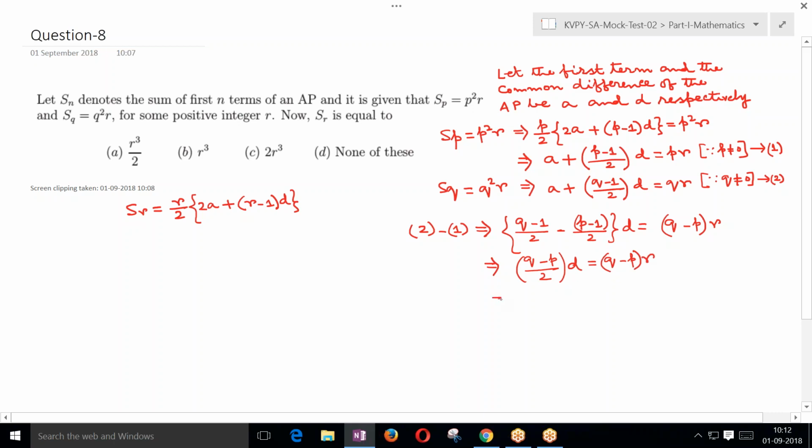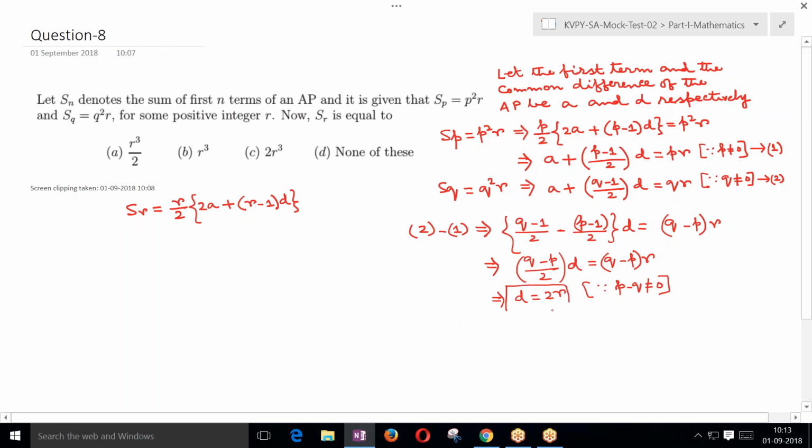And from there you will find the value of D is equal to 2 into R, since P minus Q cannot be equal to 0. Obviously, P minus Q equal to 0 means P is equal to Q. In that case also the question doesn't make any sense, because P and Q are different numbers. So we get the value D is equal to 2R.